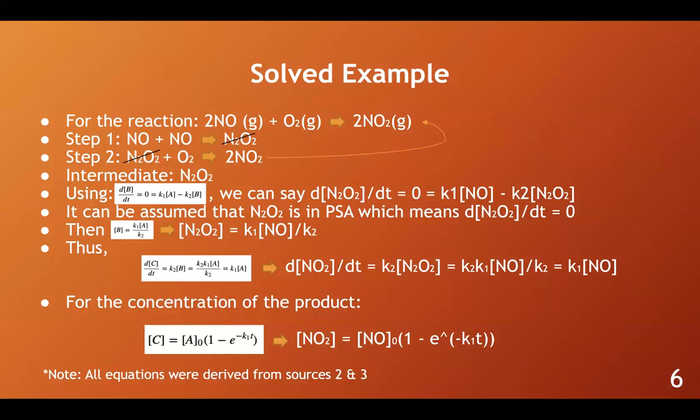So this here is the general rule for pseudo steady state reactions, where the intermediate is assumed to be at a change of 0. So this equation applies for the products. Again, the equations were derived from sources 2 and 3.